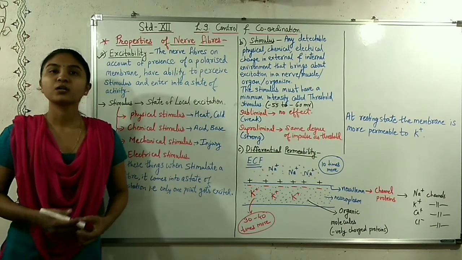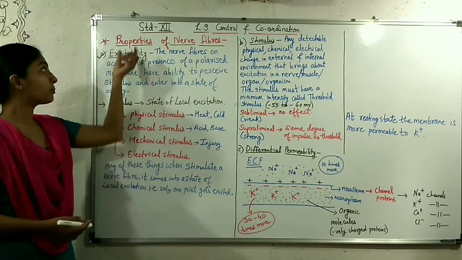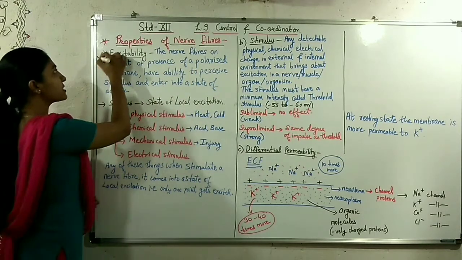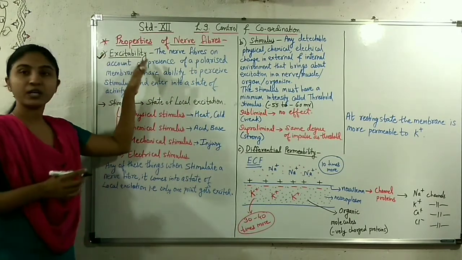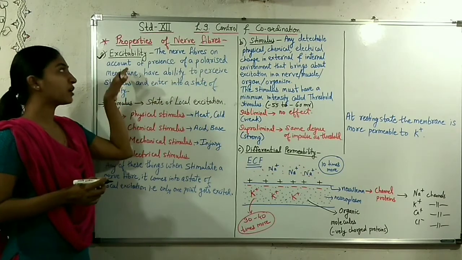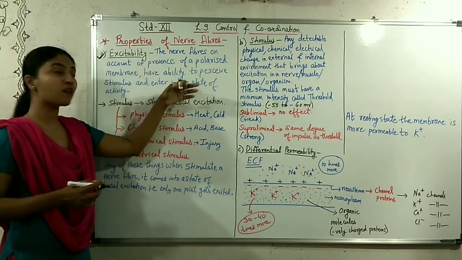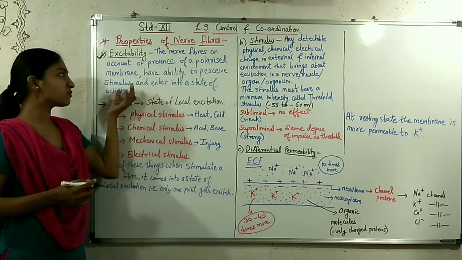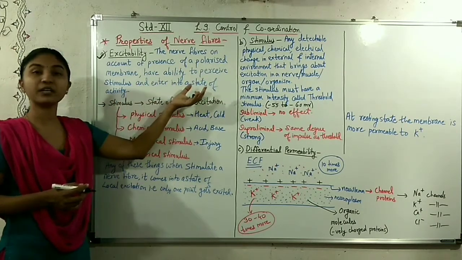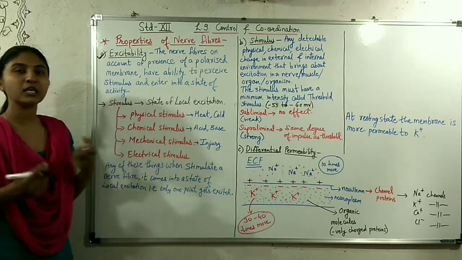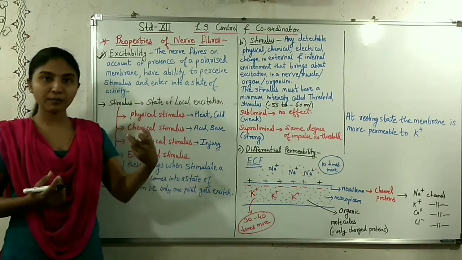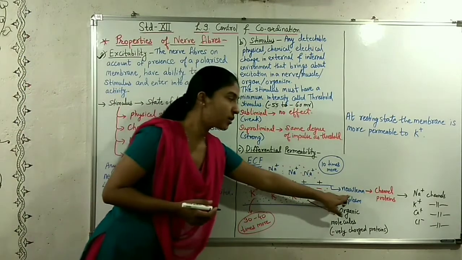Hello students, today we are going to talk about the properties of nerve fibers. The first property is excitability. Now here the nerve fibers, on account of the presence of a polarized membrane, have the ability to perceive stimulus and to enter into a state of activity. So the nerve fibers have a membrane, the neuron membrane, that is called the neurolemma.